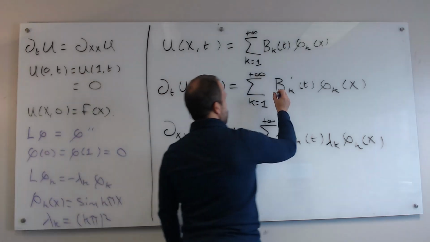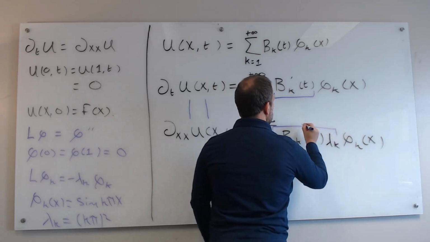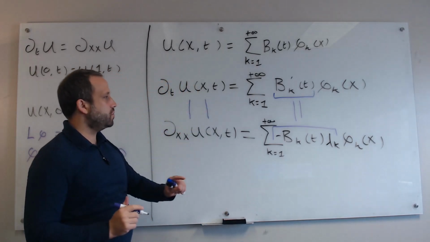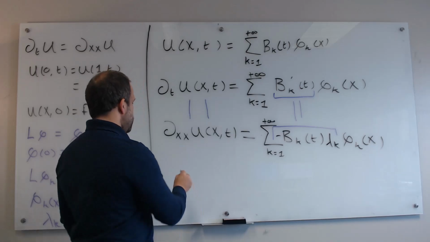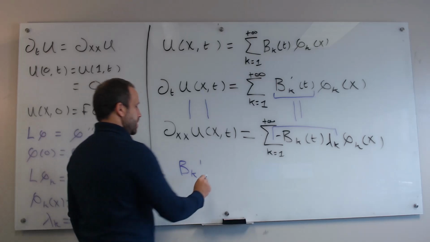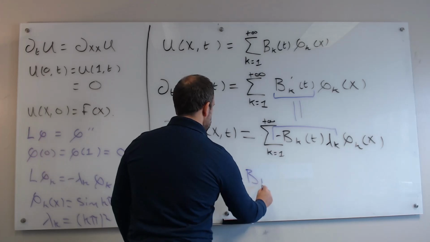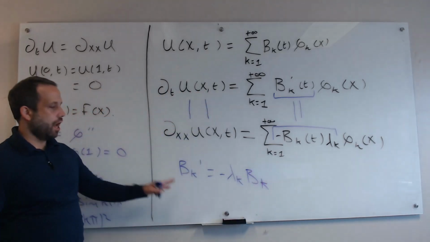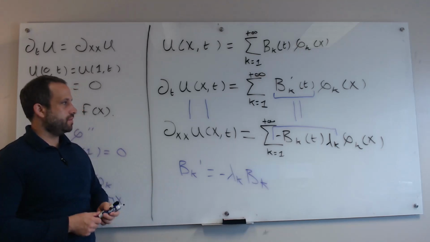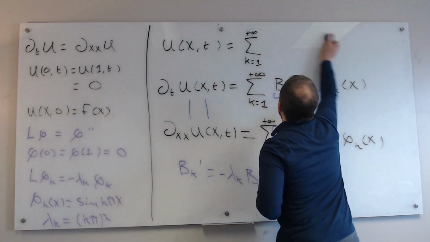If this is the case, and they're both written in terms of the phi k functions, which are linearly independent, it means the corresponding coefficients are also equal to each other. So in other words, this gives me an equation for the bk's. It says bk prime is equal to minus lambda k bk. In other words, bk of t is equal to bk of 0 times e to the minus lambda k t.